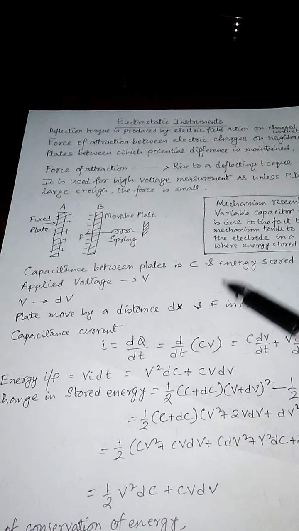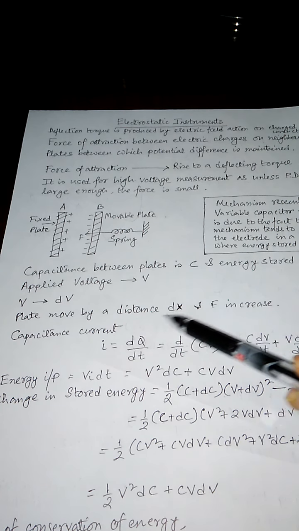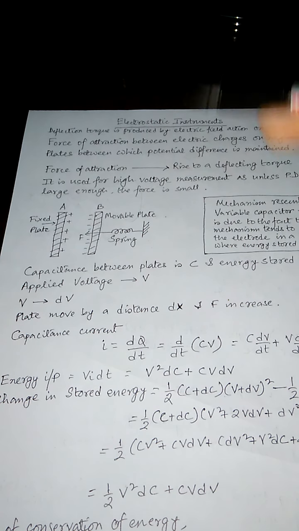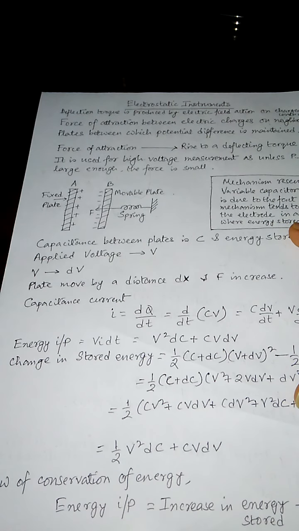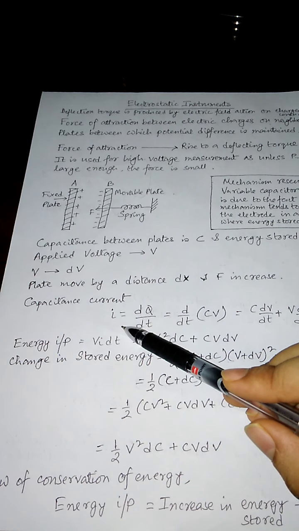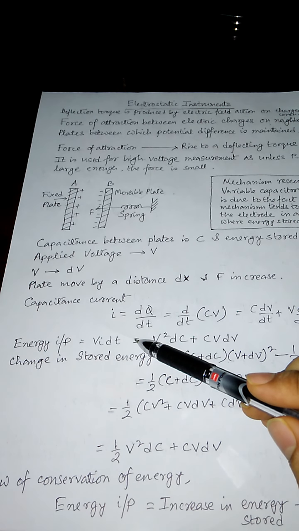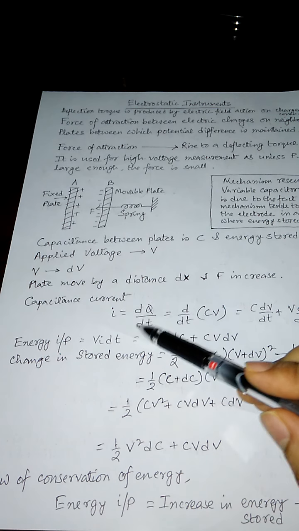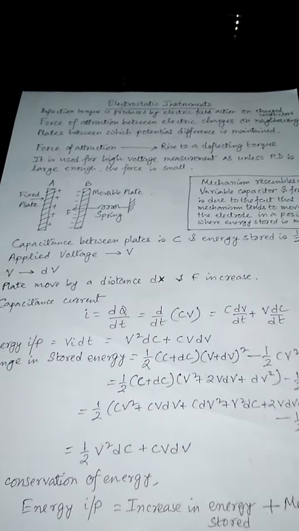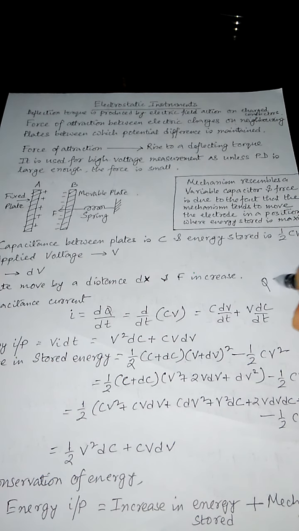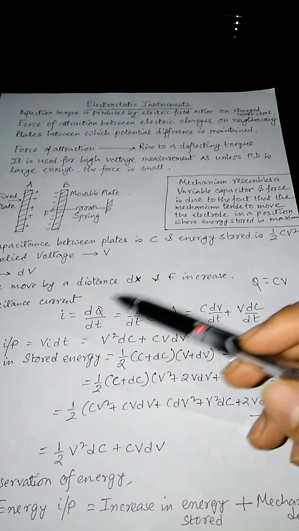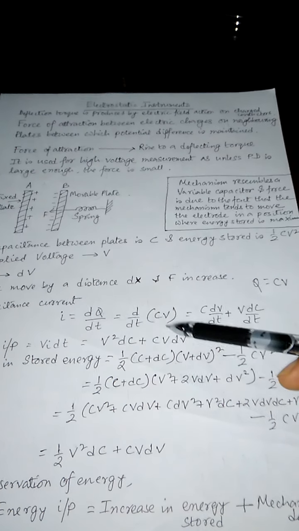And obviously as the force is increased, the movable plate is going to move a distance towards the fixed plate due to the attraction force. Now we know that the capacitance current, that means I, is equal to dq/dt, because q is the charge. And we know the very basic formula that q equals CV. So if q equals CV and I equals dq/dt, that means d/dt of CV.